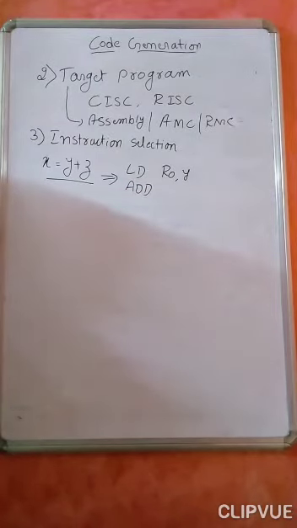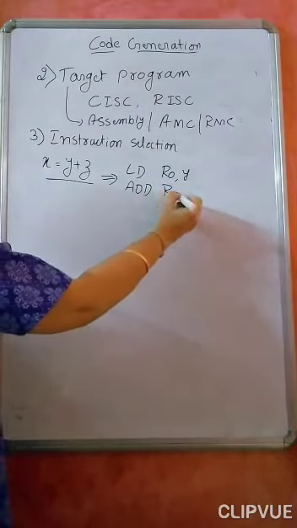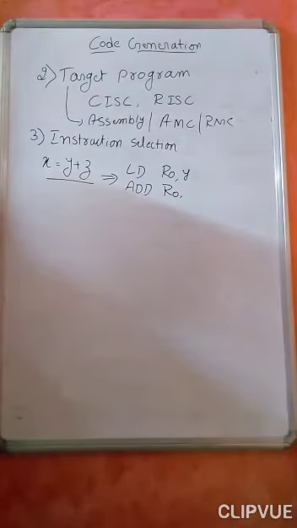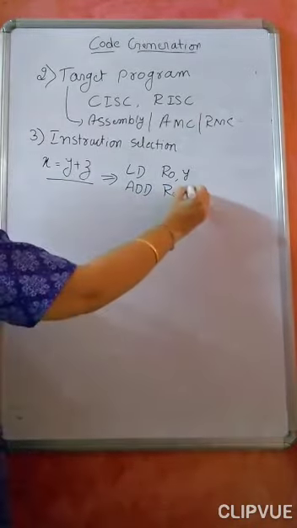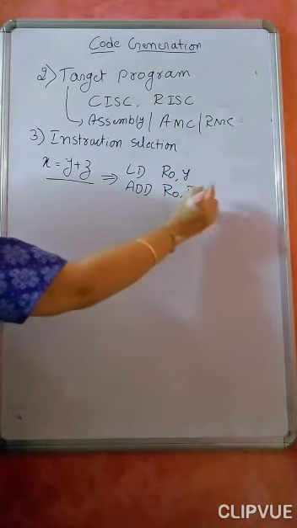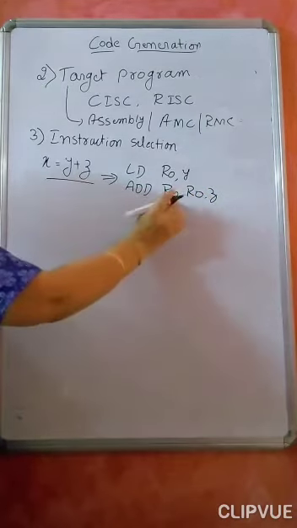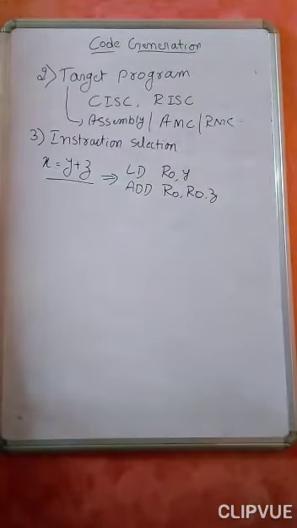So where is your Y? Y is in the R0. So I am adding R0. This is the source and this is the destination. I am adding R0 and the Z, and I am storing it in the R0.